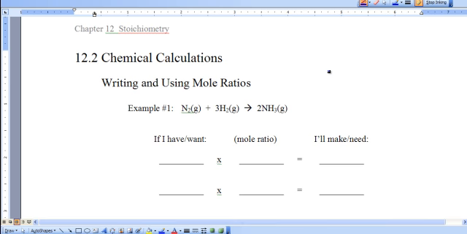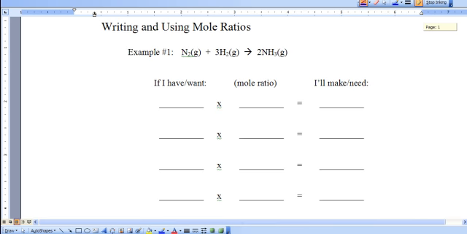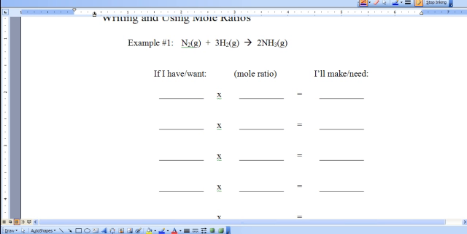Okay, so let's go ahead and scroll down just a little bit, give ourselves a little bit of room. We're still working with the production of ammonia. It's the same reaction that we used in 12.1, where you have 1 mole of nitrogen reacting with 3 moles of hydrogen to produce 2 moles of ammonia. So therefore, if I have 1 mole of N2, I'm going to produce 2 moles of ammonia. That's what the balanced equation says.